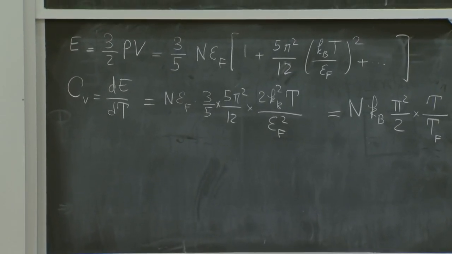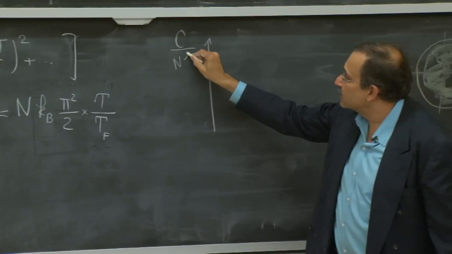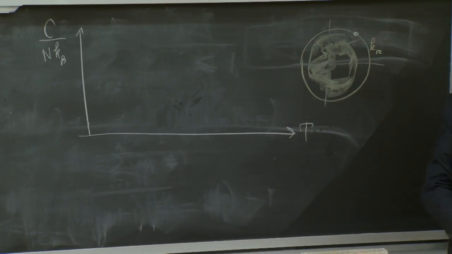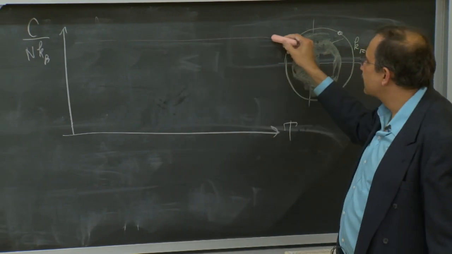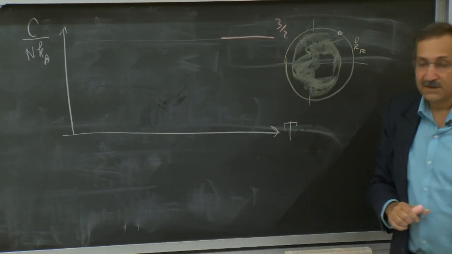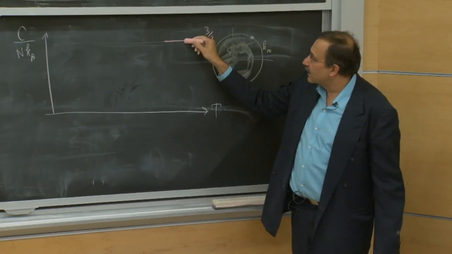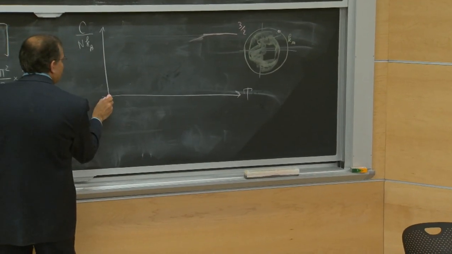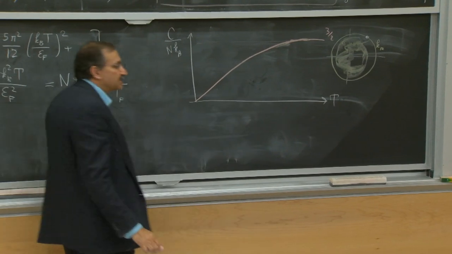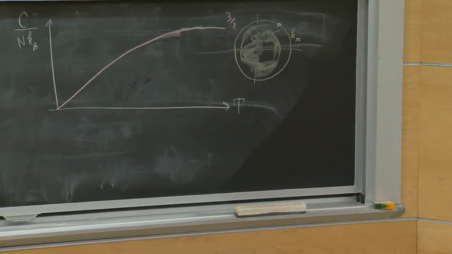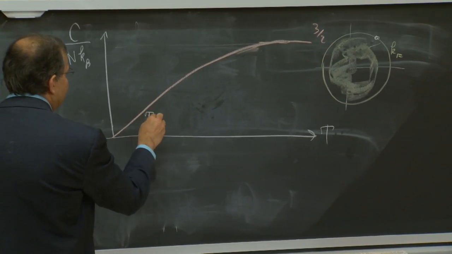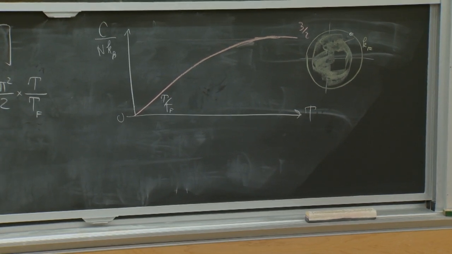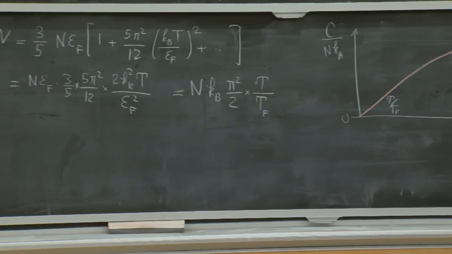So if I were to plot the heat capacity in units of N kB as a function of T, at very high temperatures, I will get the classical result, which is 3/2. And then I will start to get corrections to that. Those corrections will gradually reduce this. And so eventually, the function that I will get starts linearly and then gets matched to that. So the linear behavior is of the order of T over TF. And presumably, at some temperature that is of the order of TF, you will switch to some classical behavior.